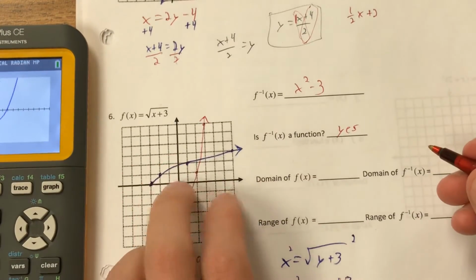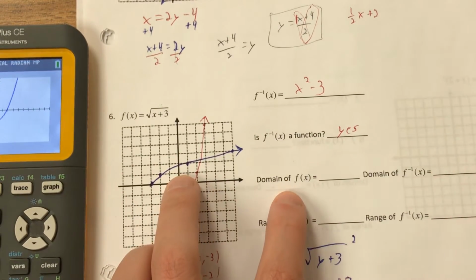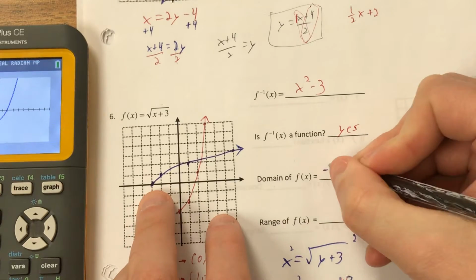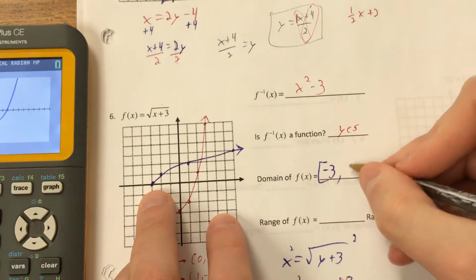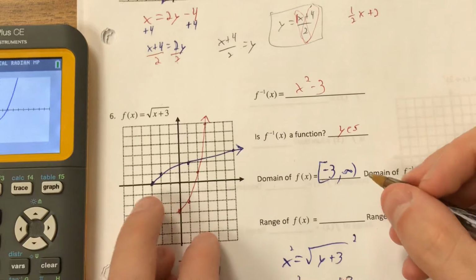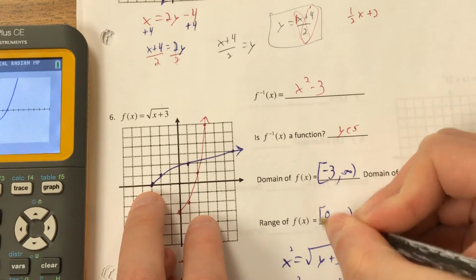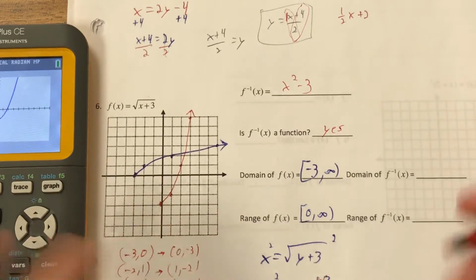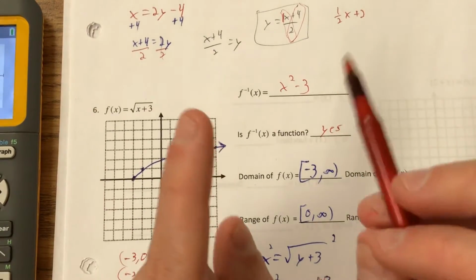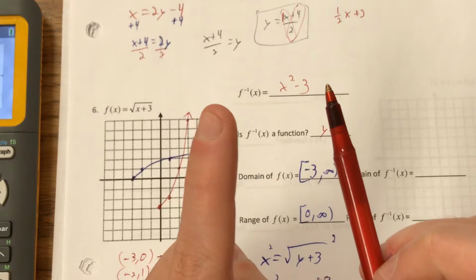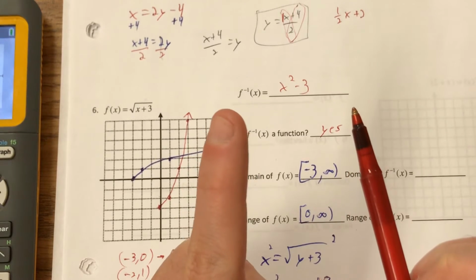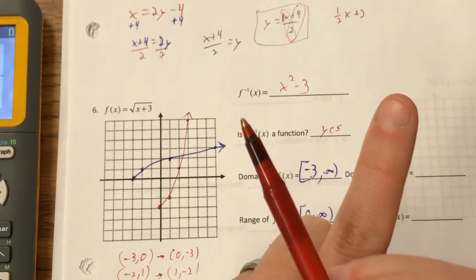Domain of the one in blue, it starts at -3, including -3, and goes to infinity. The range, the lowest is 0, and then it goes up to infinity. And the cool thing about inverses, as I told you before, like I think this was 2 videos ago now, is that if you have an x and a y, for the inverse, you switch the x and the y's.